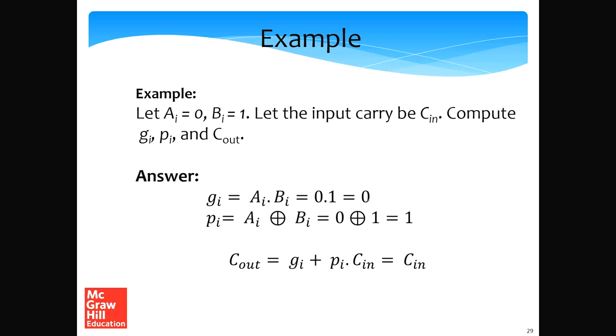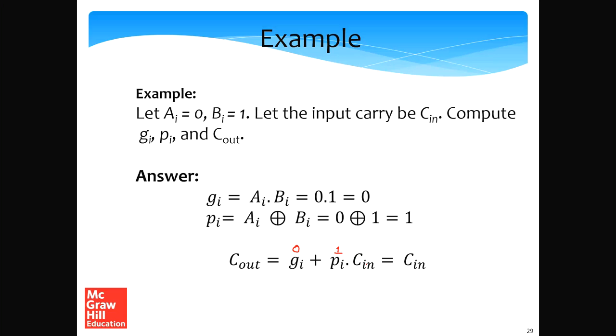So let's consider an example. Let's say Ai is 0, Bi is 1. Let the input carry be Cin, compute Gi, Pi and Cout. So Gi is Ai and Bi, which is 0 and 1, which is 0. So this is not generating. Pi is Ai XOR Bi, which is 0 XOR 1, which is 1. So it's propagating. So Cout is Gi or Pi and carry input. So this is 0. It's propagating.